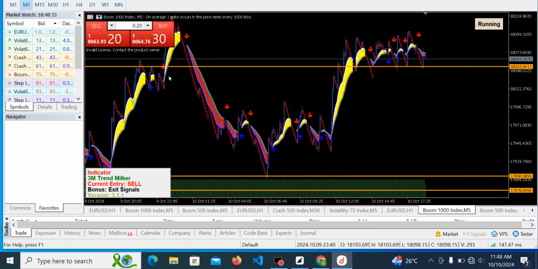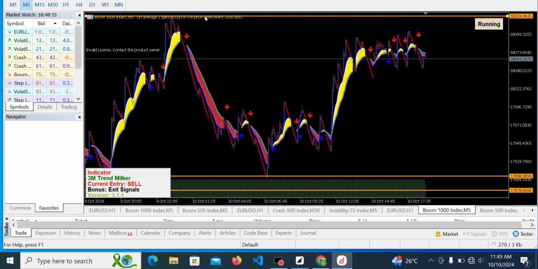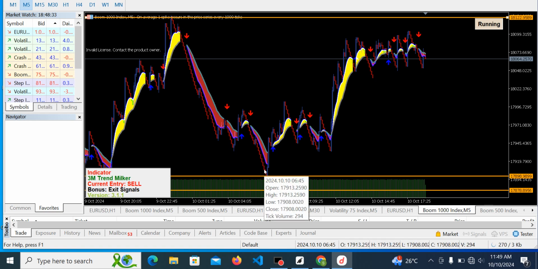Okay guys, this is Boom 1000. I'm on the 5-minute time frame using the 3M Trend Maker trading indicator. So this started the downtrend right from this particular resistance zone, and of course gave us a downtrend signal, and a sell signal. It has been selling since then, and it got to this support zone. It was unable to break out from there, and it started an uptrend right from there, till it got to this region, had a pullback, went back up again, and it has got into this particular spot.